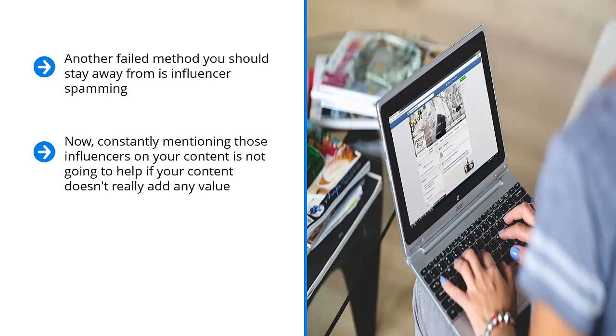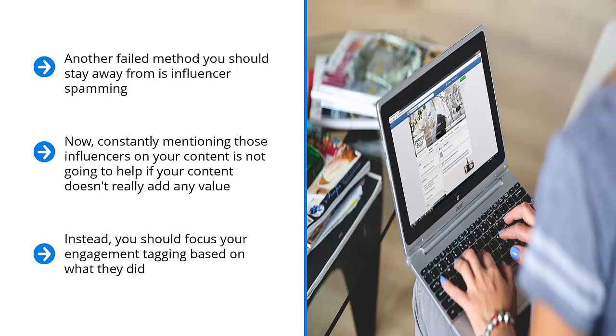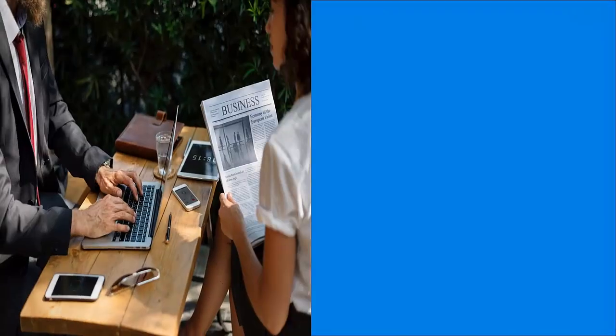Now, constantly mentioning those influencers on your content is not going to help if your content doesn't really add any value. There has to be a reason why you are engaging with these influencers, and drawing their attention is not enough. Getting them to look at your content because you think your content is hot is a lousy idea. Instead, you should focus your engagement tagging based on what they did. For example, if an influencer was talking about recent trends in athletic shoes, then that person would be fair game for an article I post regarding the latest trends in athletic shoes and what they mean in terms of the bottom line of large footwear apparel companies.